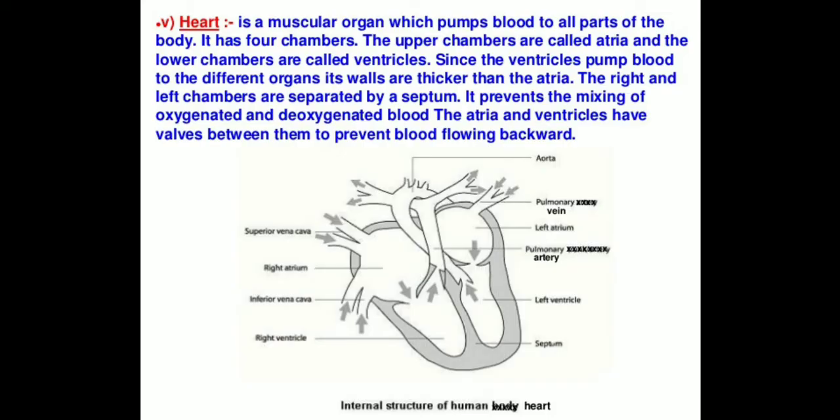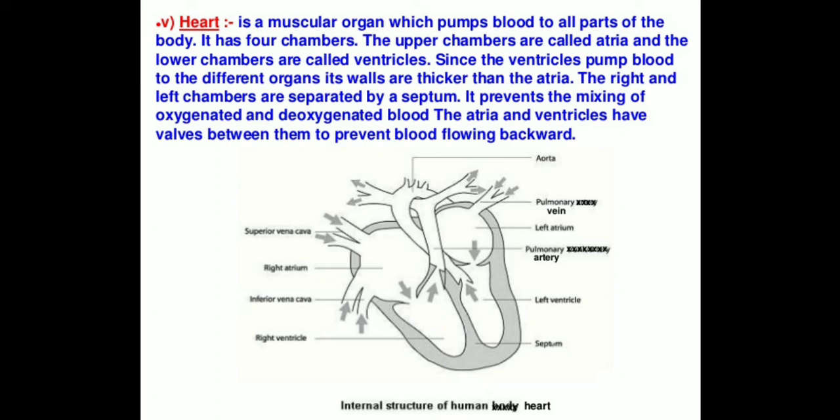Lastly, heart. Heart is a muscular organ which pumps the blood to all parts of the body. It has four chambers. Upper chambers are known as atria and lower chambers are known as ventricles. Since the ventricles pump the blood to the different organs, its walls are thicker than the atria. The right and left chambers are separated by the septum.